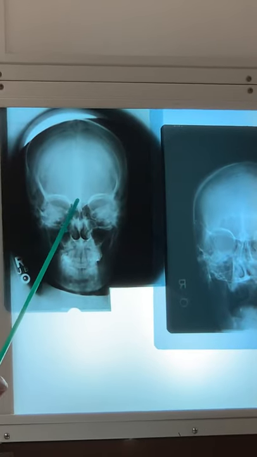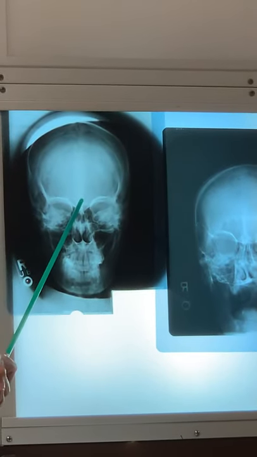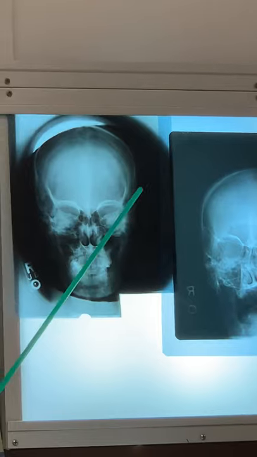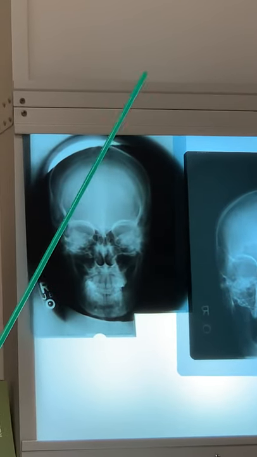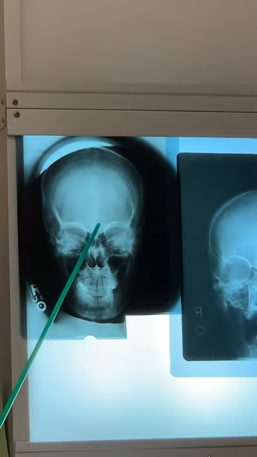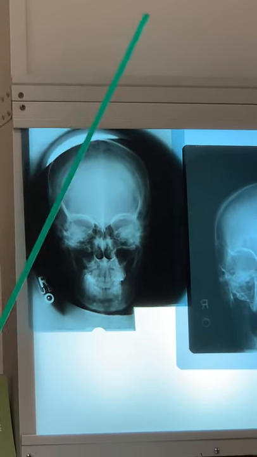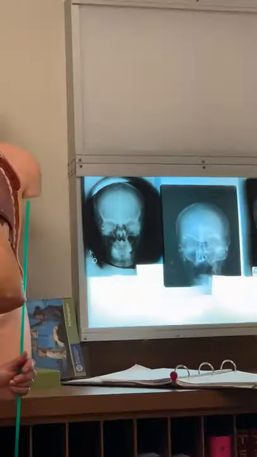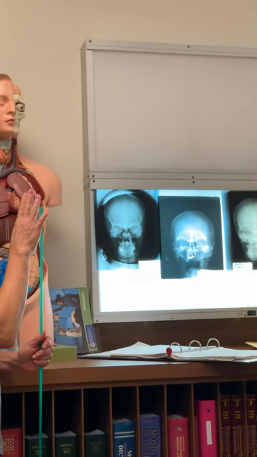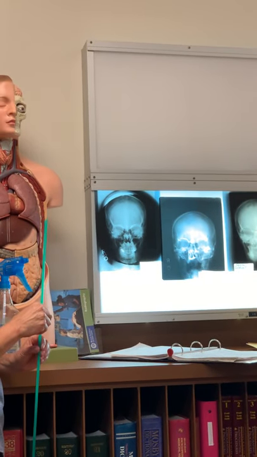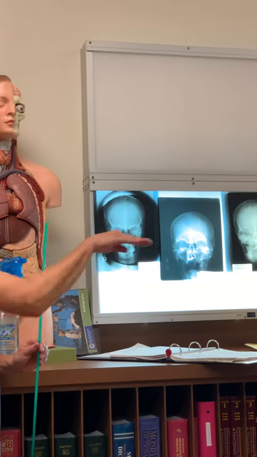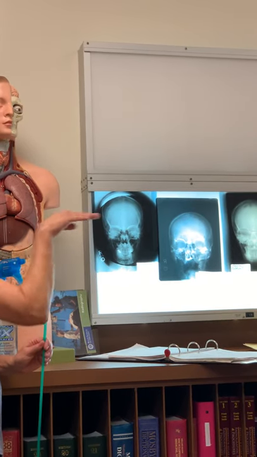Here. This little white thing sticking up, anybody know what that is? Crista galli? Good, crista galli. It's right there. Right below this, the crista galli sits on what? What does it come off of? The ethmoid. What part of the ethmoid? The perpendicular and the cribriform. Cribriform plate, the horizontal portion.